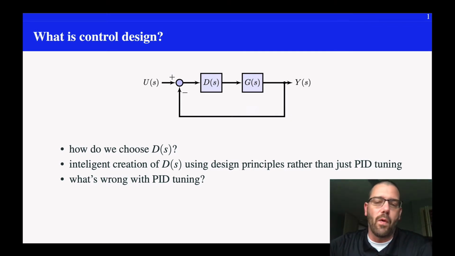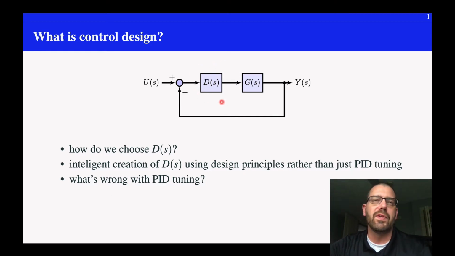Many of you have already been asking, okay, I've got a transfer function. What good does that do me, or how does that help me design a control system? So specifically, if G of S is our plant and D of S is our controller, how do we choose D?